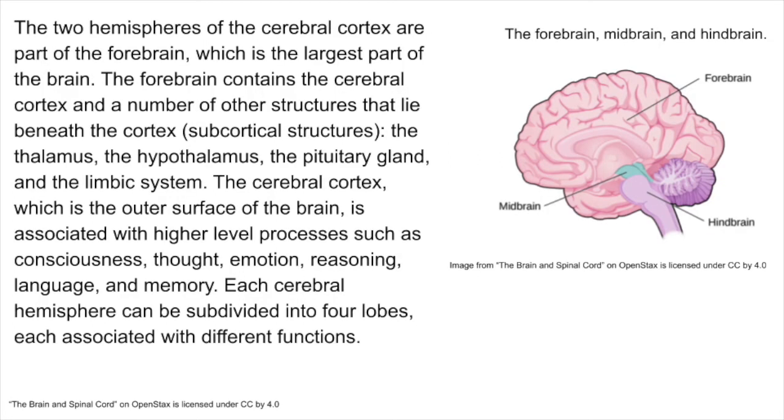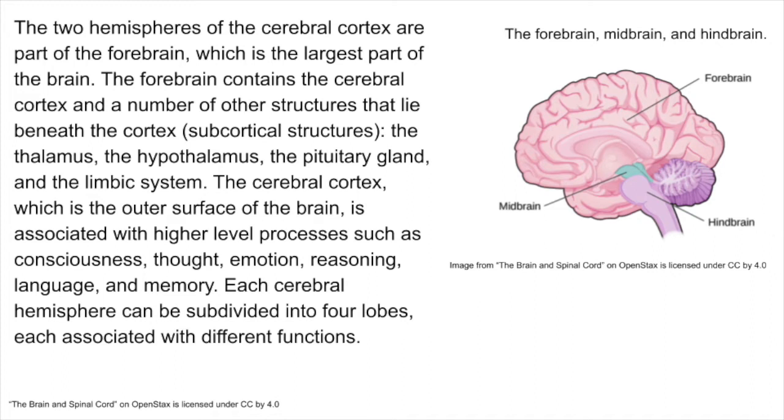The two hemispheres of the cerebral cortex are part of the forebrain, which is the largest part of the brain. The forebrain contains the cerebral cortex and a number of other structures that lie beneath the cortex, subcortical structures: the thalamus, the hypothalamus, the pituitary gland, and the limbic system. The cerebral cortex, which is the outer surface of the brain, is associated with higher level processes, such as consciousness, thought, emotion, reasoning, language, and memory.